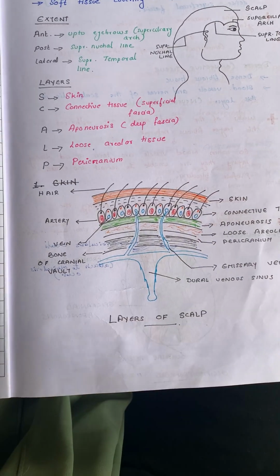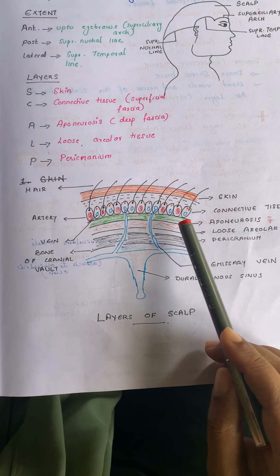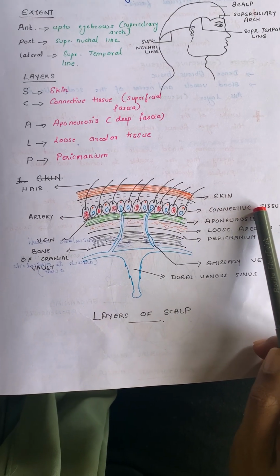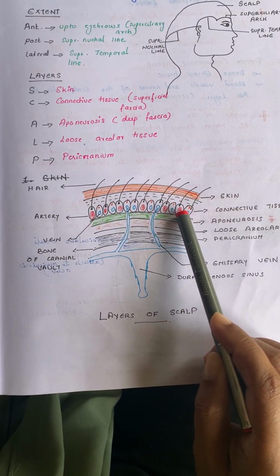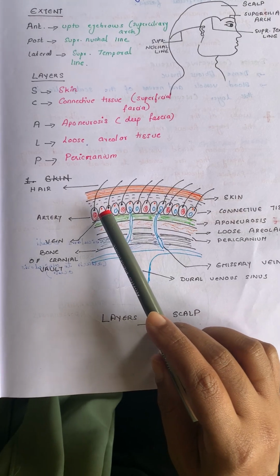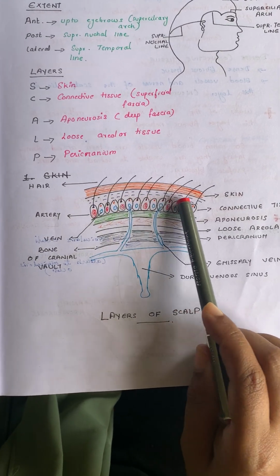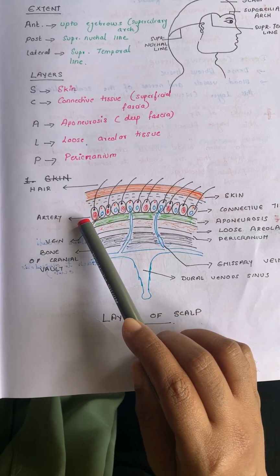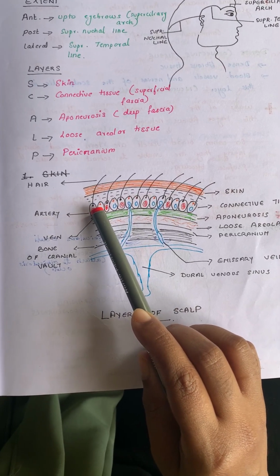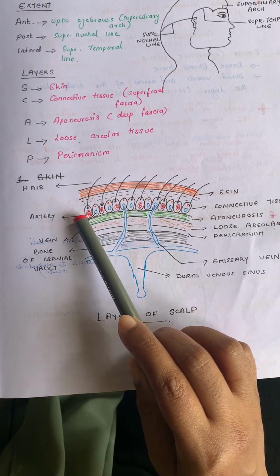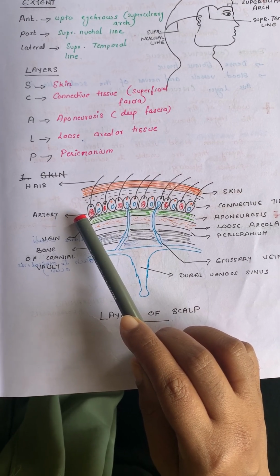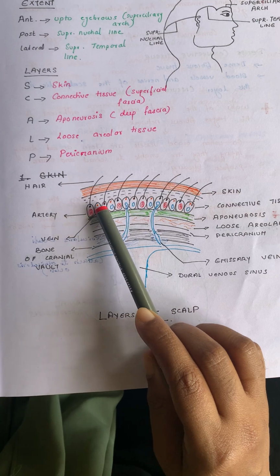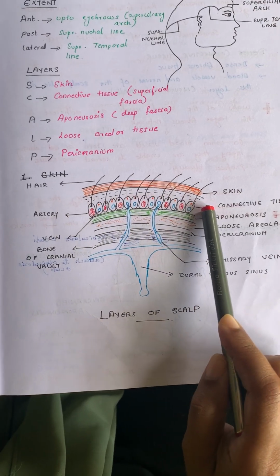Now the layer deeper to it is the connective tissue, which is the superficial fascia. The blood vessels and nerves of the scalp lie in this layer, and the blood vessels are adherent to the fibrous tissue, and any tear in the blood vessels causes profuse bleeding because they are unable to retract.